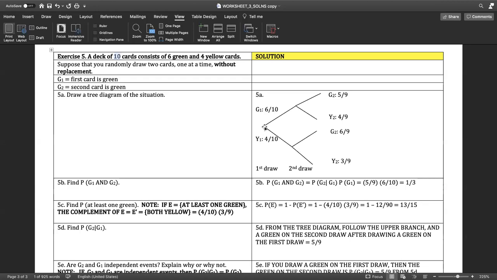Okay, so we're looking at this path, G1, G2. Well, if we've already picked a green card on the first draw, that leaves 5 green in this deck, and there are a total of 9 cards left over. So the probability of another green following the first green would be simply 5/9. So the probability of picking a green card on the second draw, given that you drew a green card on the first draw, is 5/9, okay?